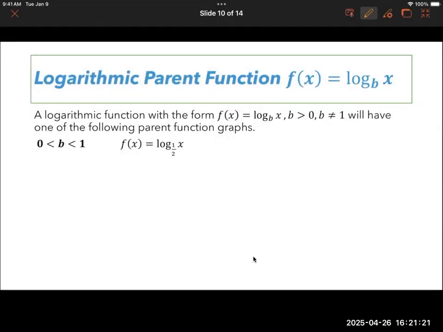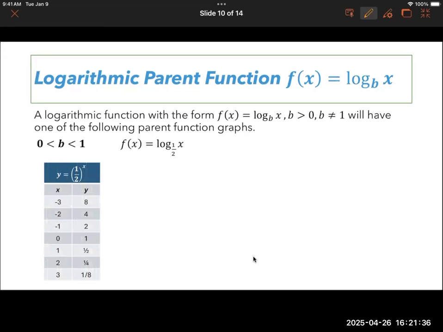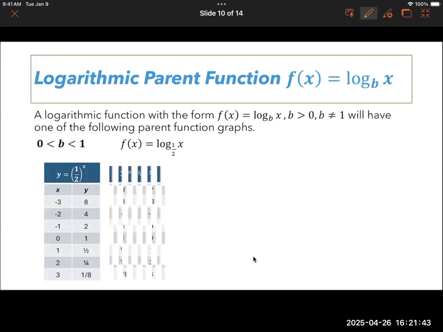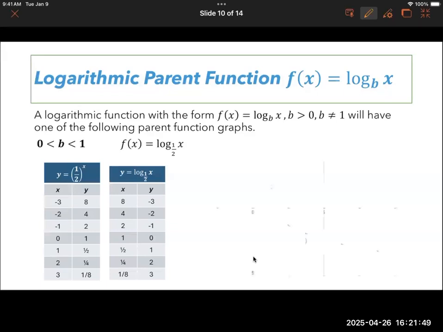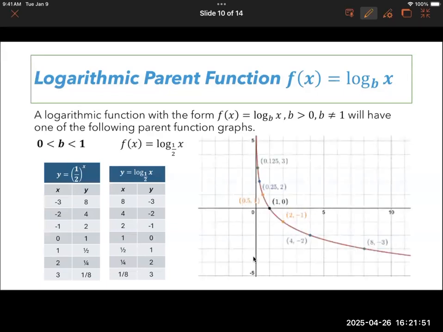Now, if we take a look at when b is something between 0 and 1, we would go through a similar process. First, we're going to consider, for example, if we have log base 1/2 of x, we'll consider what happens if we have 1/2 to the x power. We'll get the coordinates from that equation, and then we'll switch those coordinates to get the points that would be on the logarithmic function. And then we plot those points, and that will give us our graph there.